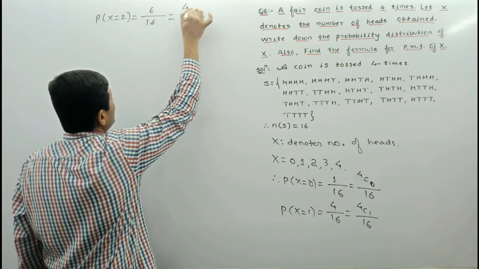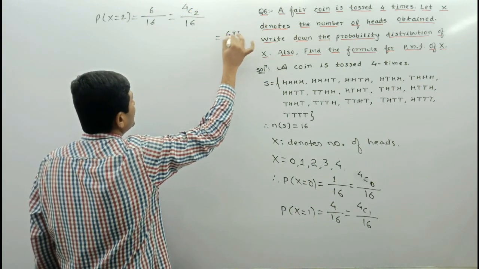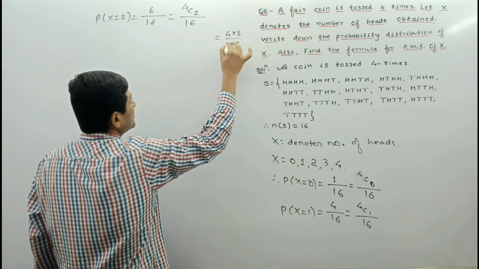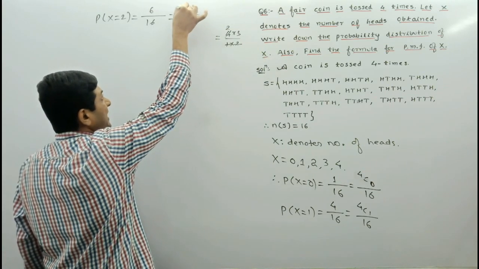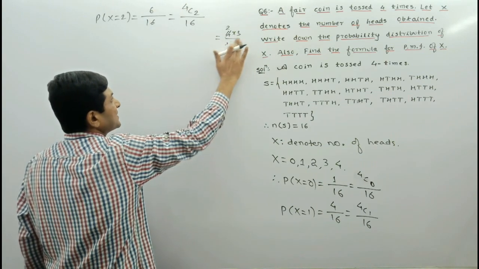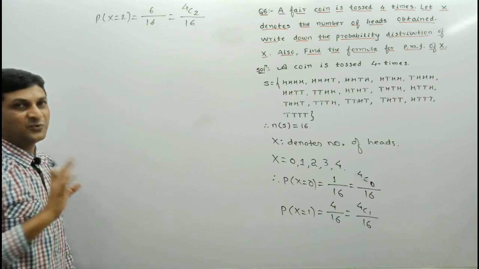6, check, is it the value of 4C2? Yes, 4C2 can be written as 4 into 3 divided by 1 into 2. So 2 2s are 4, and 2 into 3 will be equal to 6, means value of 4C2 will be equal to 6. That's why 6 can be replaced by 4C2.